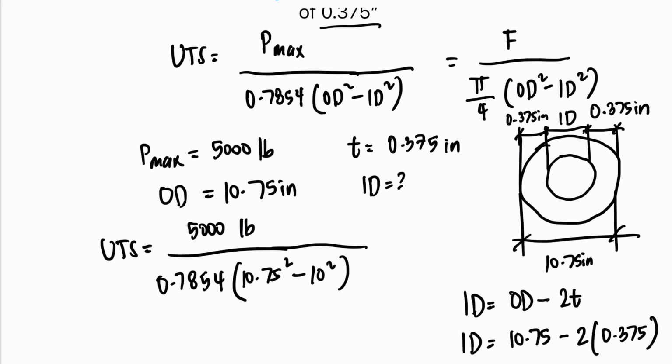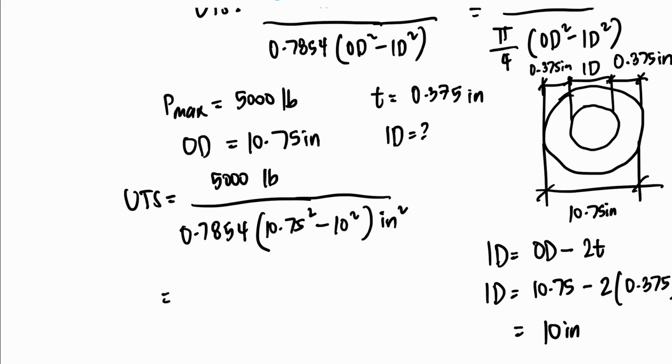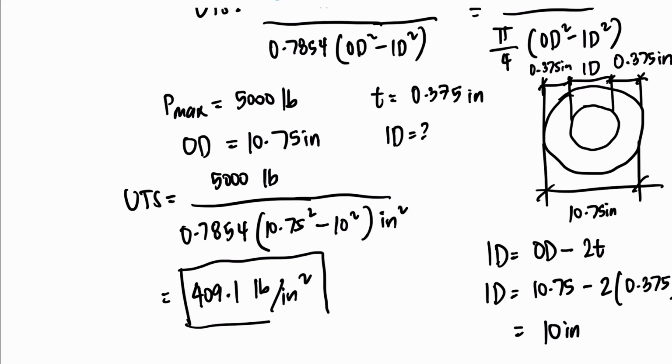The unit of the denominator is inch squared, because you square both of the dimensions in the denominator. So this will give you a value of 409.1 pounds per square inch. So that will be the ultimate tensile strength value of the specimen.